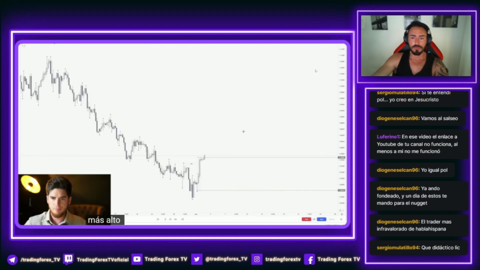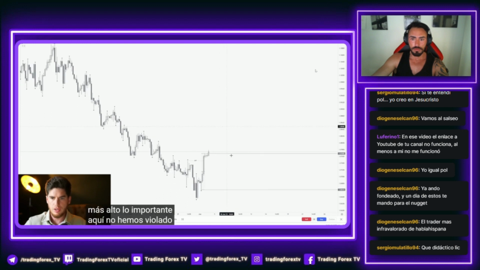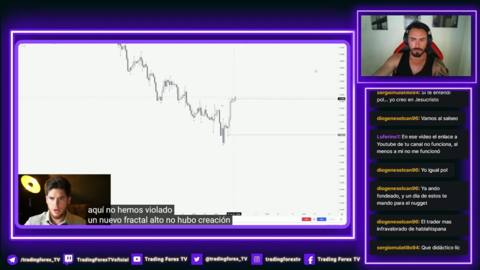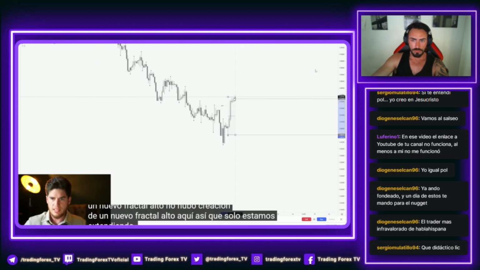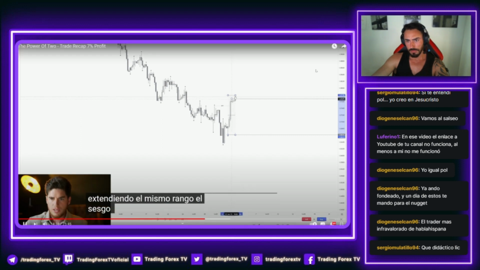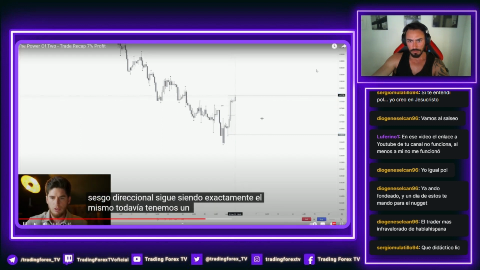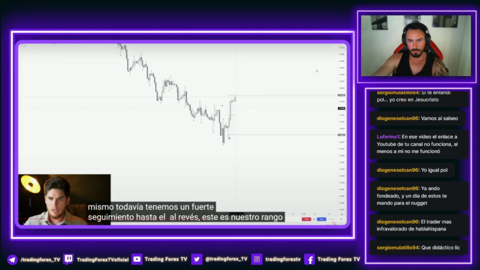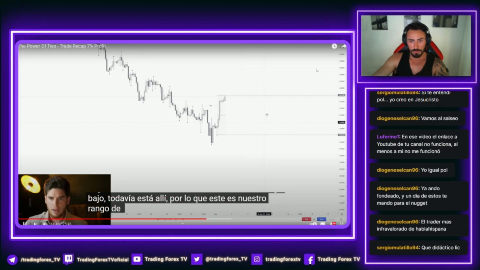Price is pushed higher. The important thing here, we've not breached a new fractal high. There was no creation of a new fractal high here. So we're just extending that same range. Directional bias is still exactly the same. We've still got strong follow through to the upside. This is our range low. It's still there. So this is our dealing range.